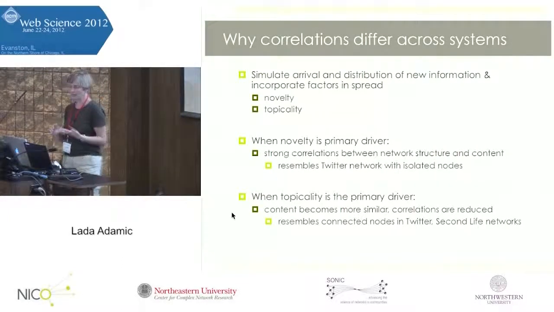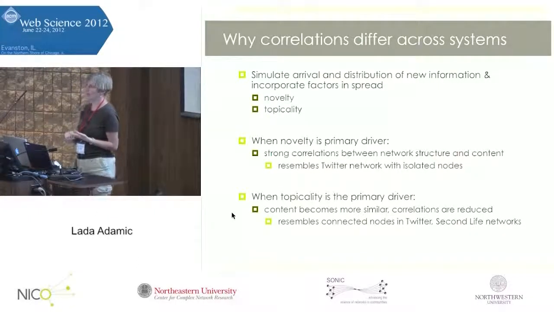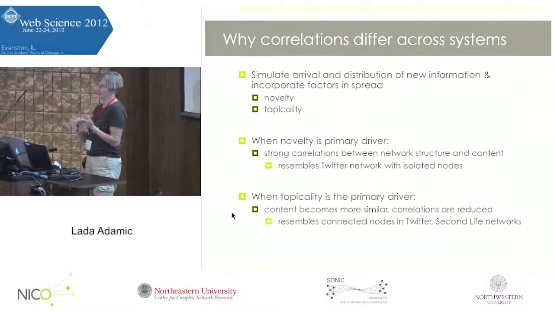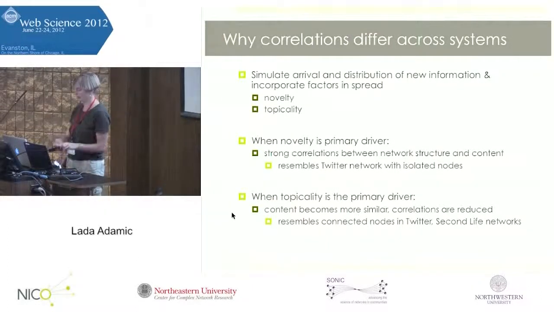And what we find is that when novelty is the primary driver, you get high correlation between network and content variables. This is similar to the Twitter network, where you're looking at disconnected pairs. On the other hand, when it's the topicality that's driving exchange, then a lot of the correlations are reduced, and it starts to look like the connected pairs in Twitter and the Secondlife interactions.